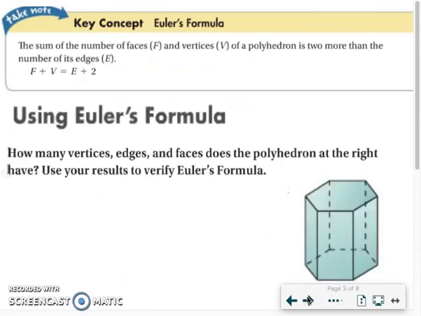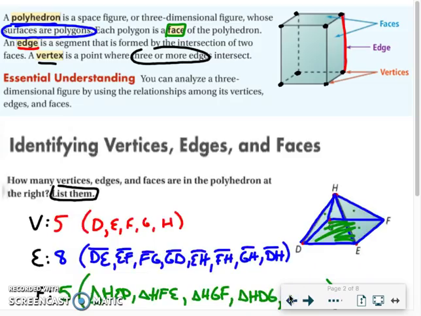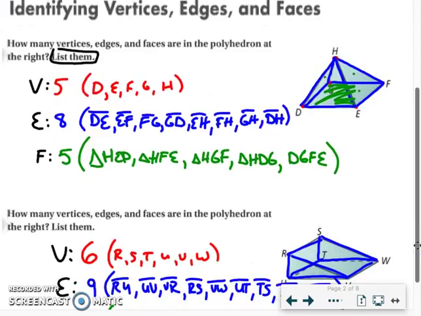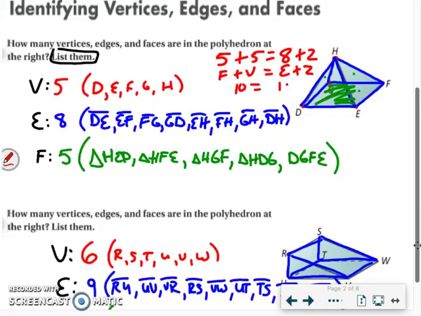One thing that can make this a little bit easier, here's a blank for you to fill in. Euler's Formula can make this a little bit cleaner, a little bit faster for us. All right, and it's just a formula. If you notice what we had over here, the first problem we had 5 vertices, 5 faces, and 8 edges. All right, so if you add the faces and the vertices together, you always end up with how many edges plus 2. So that would be 10 equal to 10.